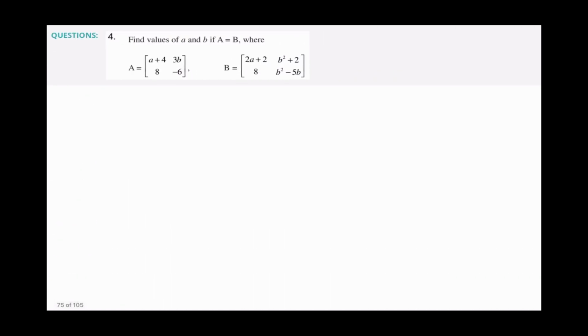Coming to the next question. Now in this question what is given is A is equal to B. The matrix A is equal to matrix B. Now we know when two matrices are equal, when equality holds, what it means is each and every element is equal. Now here a lot of students sometimes make a mistake, so watch it very carefully. Every element is equal.